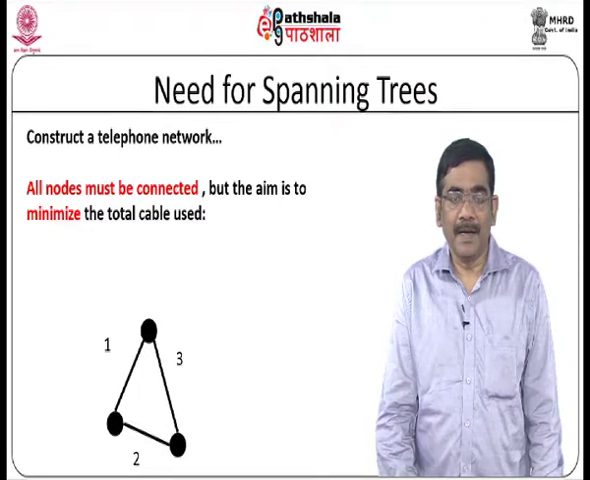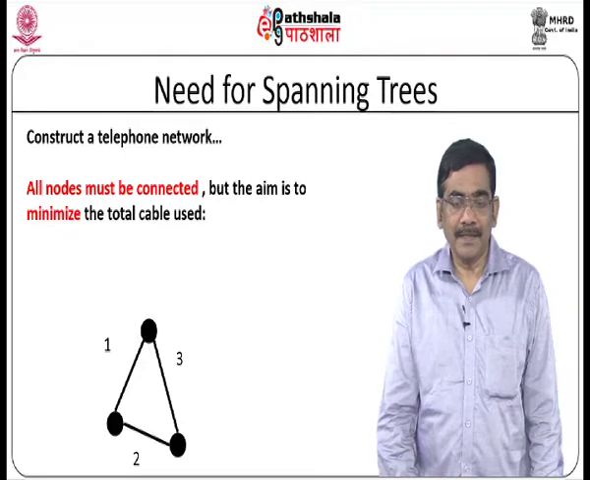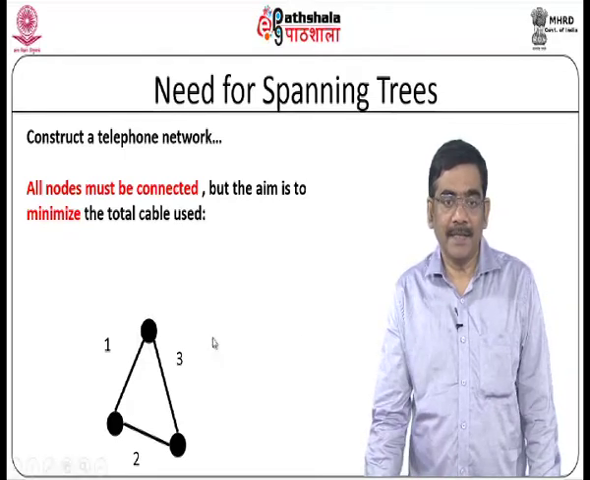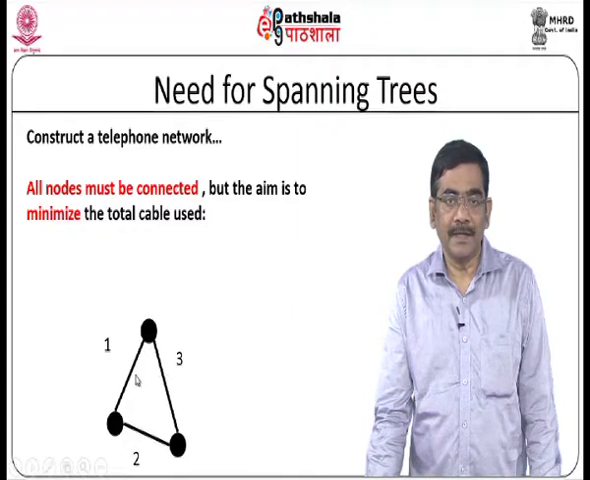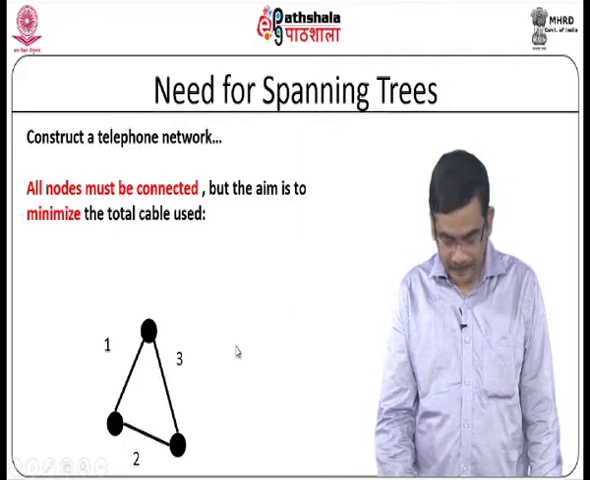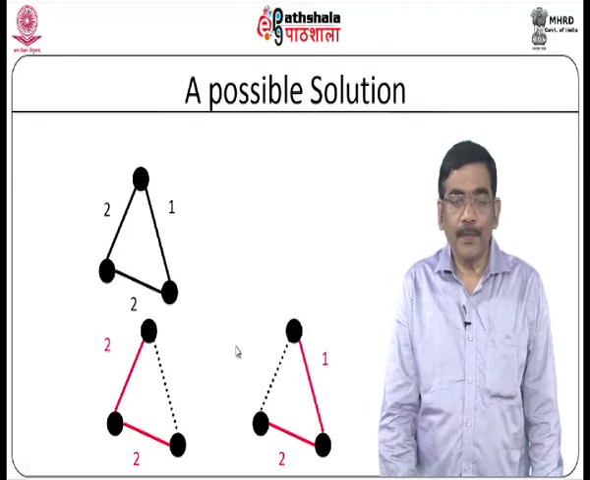tree algorithm to get a network where there is connectivity, but at the same time there is no redundancy of the edges. So, you can see that this is an undirected graph, and you have cost that is associated with each edge that is available. So, what is the minimum spanning tree?